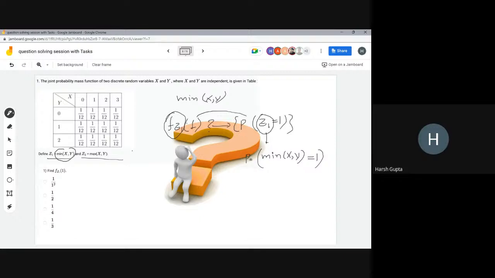So what is z1? Minimum of x comma y. Now here we need to think a little bit. What are the possibilities where this case will hold? What are all the possibilities? That is what we need to think. So first, we are going from z1 to minimum of x comma y, and now from minimum of x comma y to x and y.